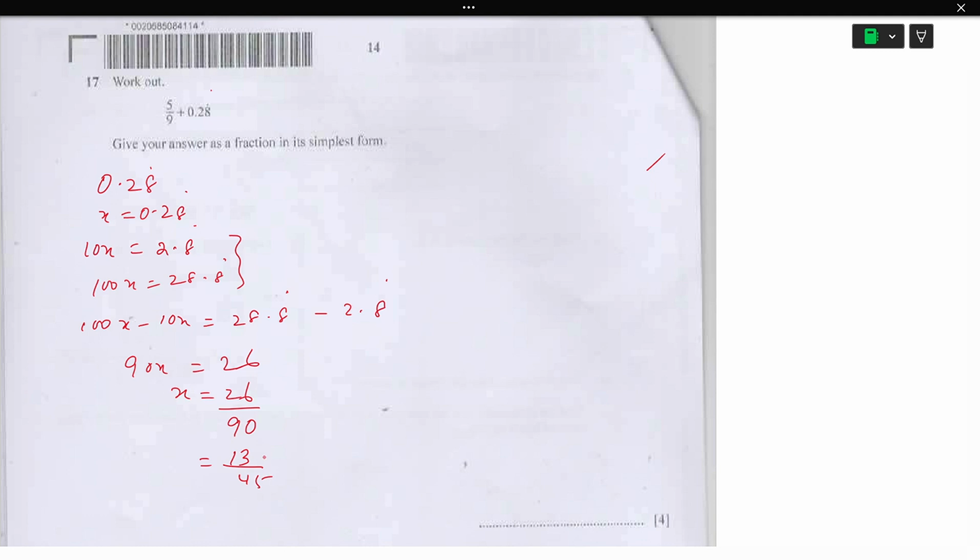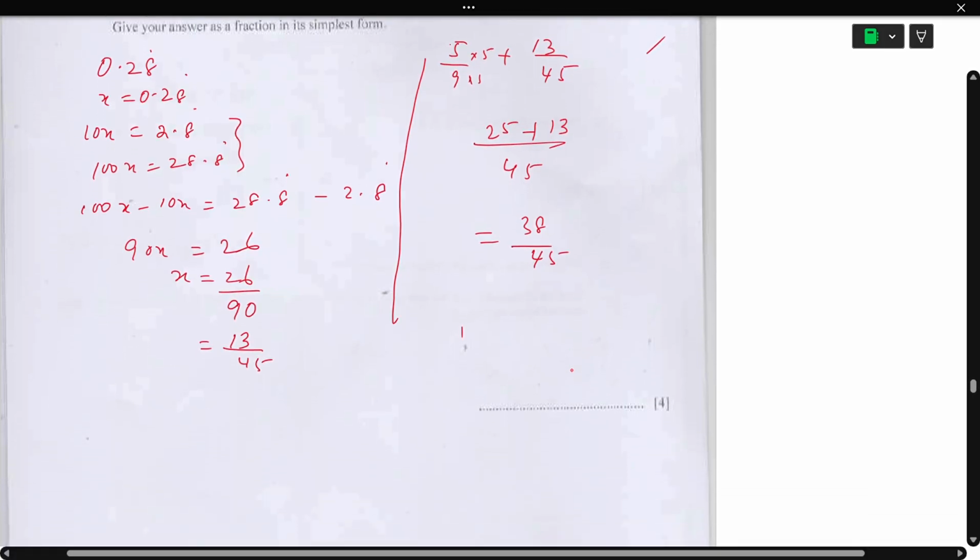So we got this answer, so we'll add it with the first fraction. So 5 over 9 plus the second part, 13 by 45. So we'll make the LCM, which is 45. So here we have to multiply 5 and 5, which is 25, plus 13. The answer is 38 over 45. So the answer here is 38 over 45.